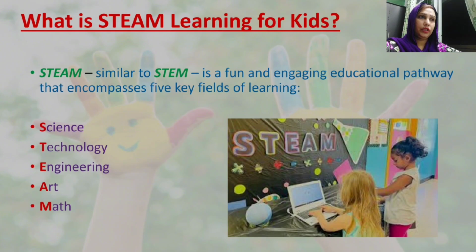So let's look into what is STEAM learning for kids. STEAM, similar to STEM, is a fun and engaging educational pathway that encompasses 5 key fields of learning. So what does STEAM stand for and what are the 5 categories? Science, technology, engineering, arts and maths.